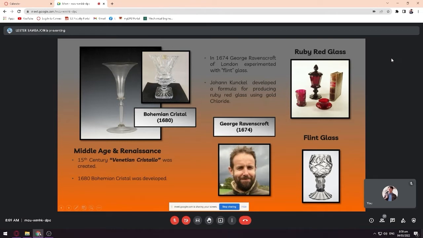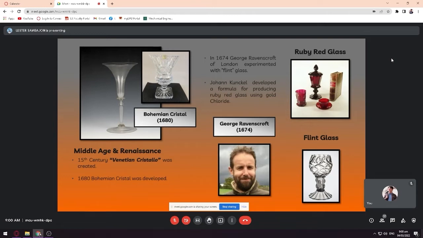So, ito ang example ng Bohemian crystal. As you can see, much clearer siya compared to the Venetian Cristallo. In 1674, George Ravenscroft of London experimented with the flint glass, a lead crystal composition which is made with a large proportion of calcined flints and potash. Now, by using 15% lead oxide, quartz pebbles imported from the Po River in Italy, and pure potash, he produced a fine, lustrous glass, soft enough to be cut and engraved easily, and of a greater refractive power than the common soda lime glass. So this is an example of what a flint glass would look like.